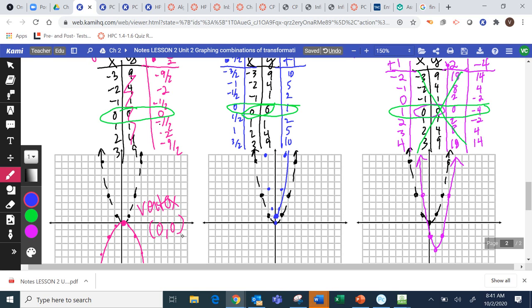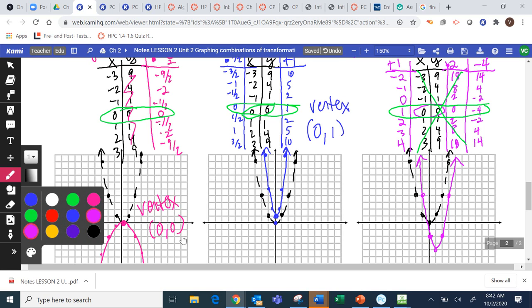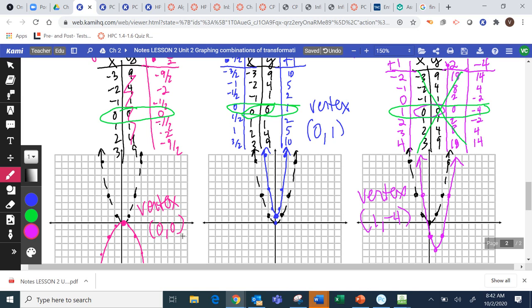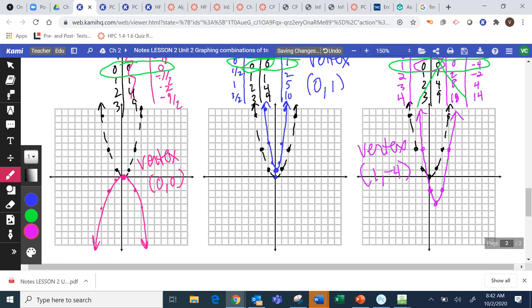But I'm going to use my mess up as a learning experience here. When I went back to write my vertex, I realized I didn't graph it right. And that's because I went back and looked at my table and said, oh, the vertex should be at 0, 1. And then this one, the vertex is at 1, negative 4. Remember, that vertex is that center point.